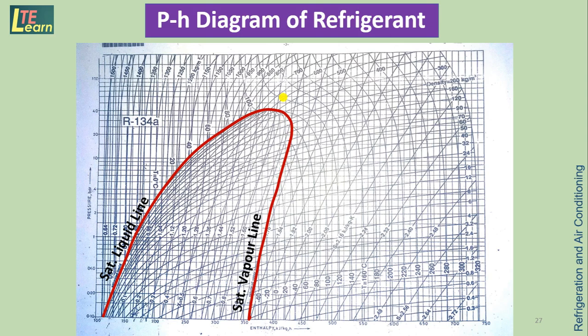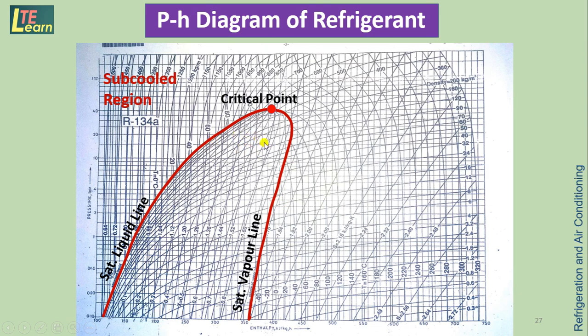Where these two lines meet, this point is called the critical point. At this point, the corresponding temperature is the critical temperature, and the corresponding pressure is called the critical pressure. The importance of this point is what? It is not possible to liquefy the refrigerant above this point. If the condenser line goes above this point, then it is not possible to liquefy the refrigerant. So that is the limit of the critical point.